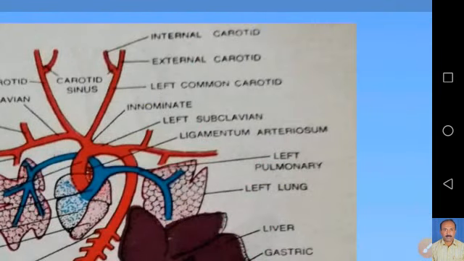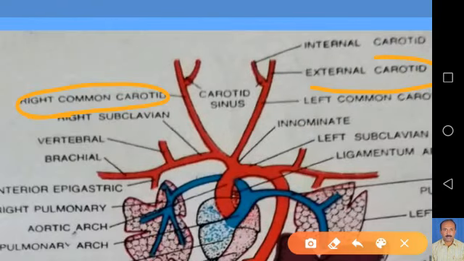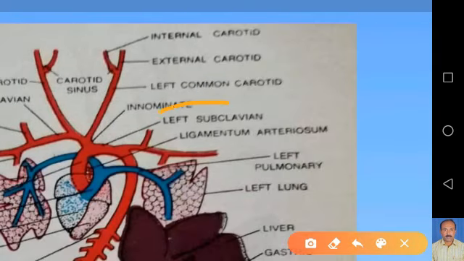Now, left common carotid artery. It resembles the right common carotid artery in its course and distribution. Now, left subclavian artery. It arises from the left side of the aortic arch and resembles the right subclavian in its course and distribution.